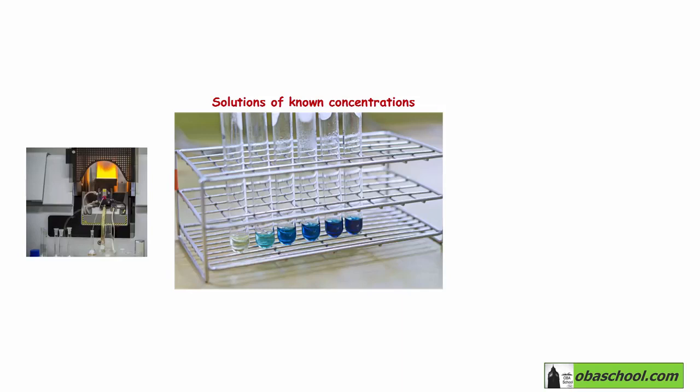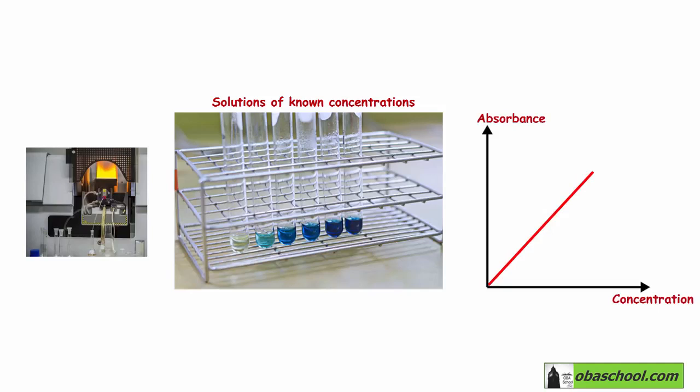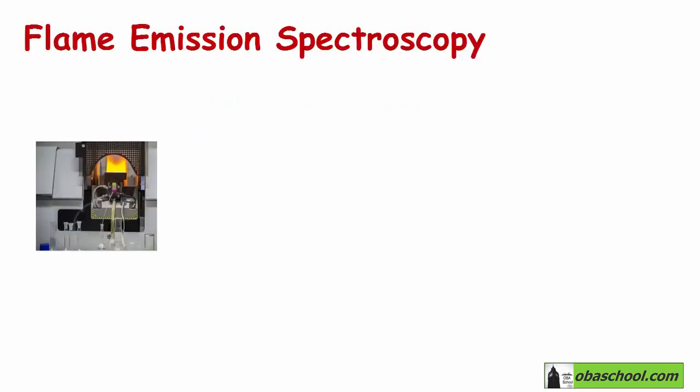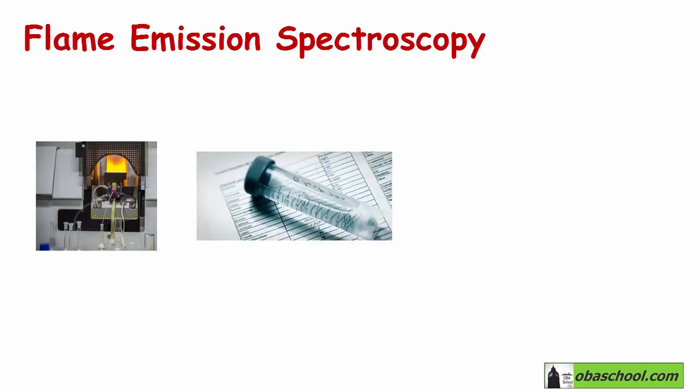So first of all, you have to use samples containing a known metal ion, and you know the concentration of each sample. And then you will plot an absorbance graph. Then you will place your sample which has an unknown concentration, and by comparing the value of absorbance measured, you can find the concentration. Flame emission spectroscopy provides an accurate way to monitor water for metal ions.